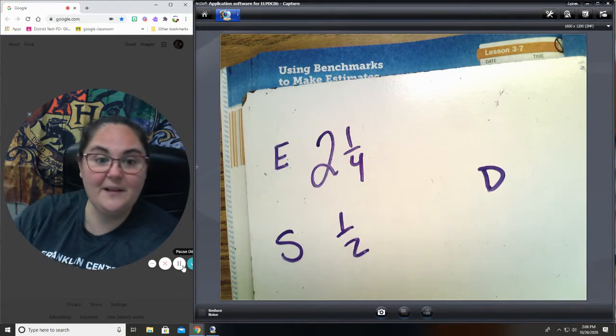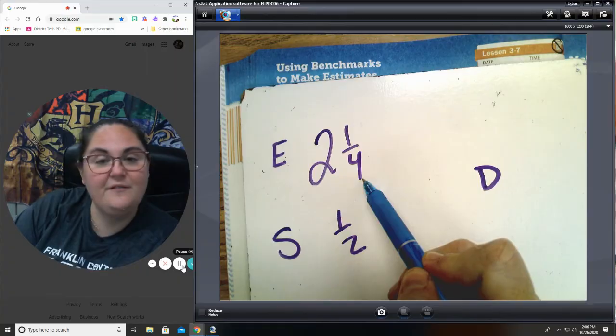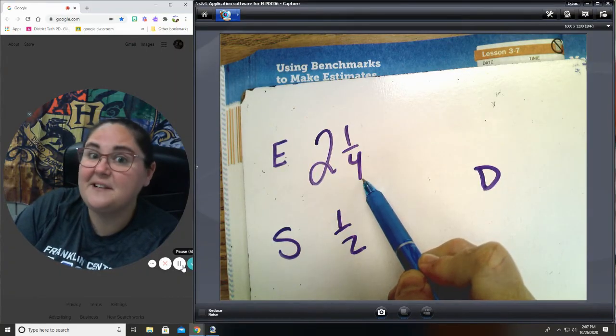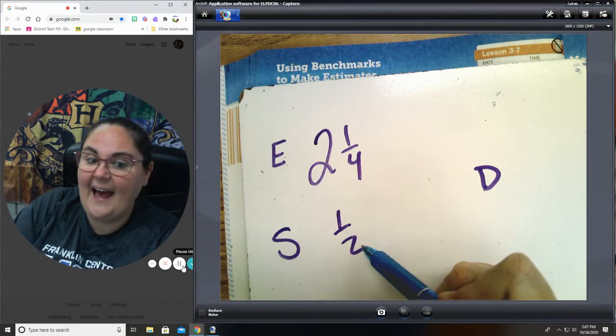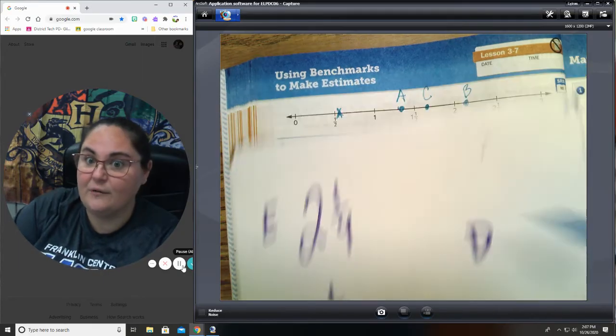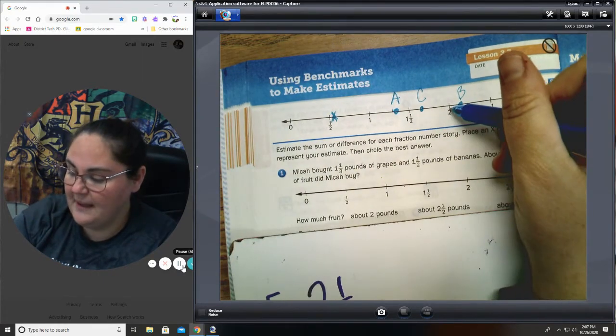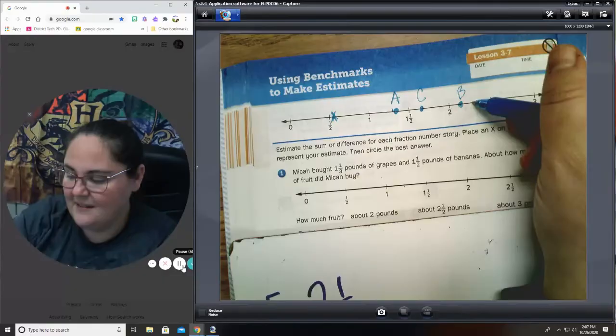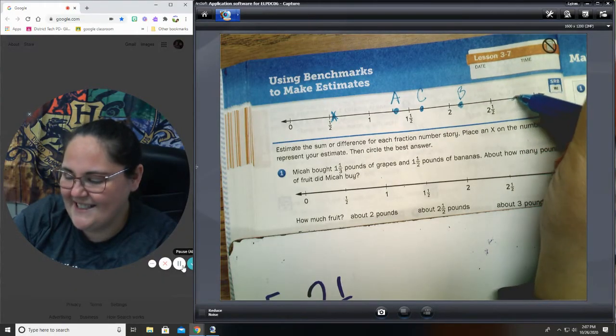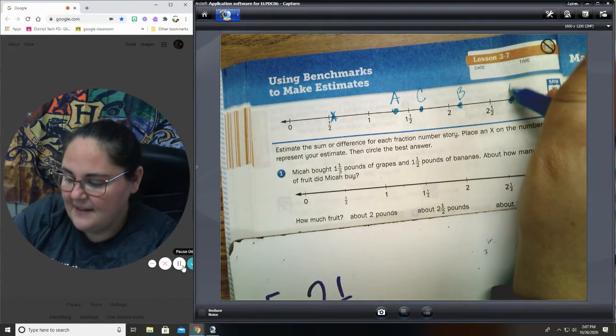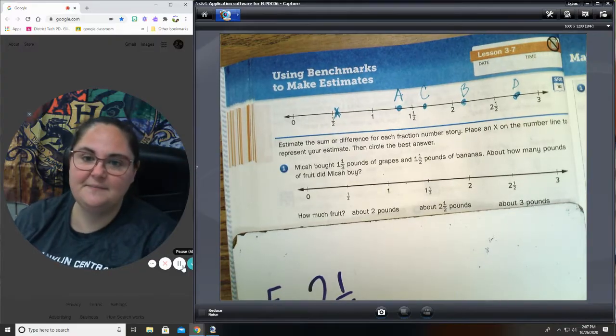All right, if I were labeling this D, I know that 2 1/4, it's not quite 2.5, but it's close. Add a half to it, that's definitely going to put it over a half. So 2 1/4 is about there. There's my 1/2. It's going to be about right here. That's where I would put my letter D.